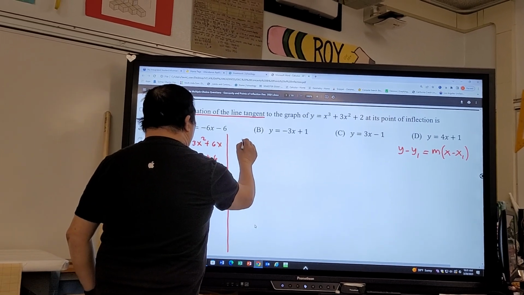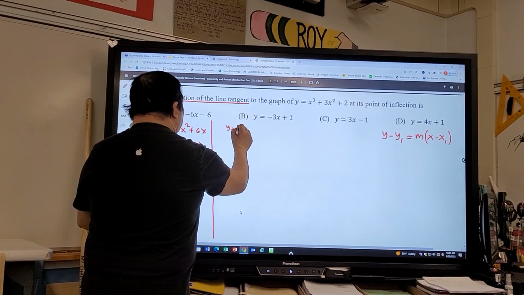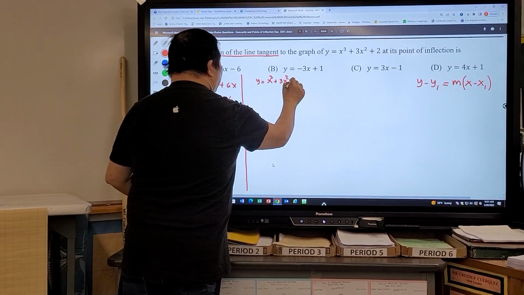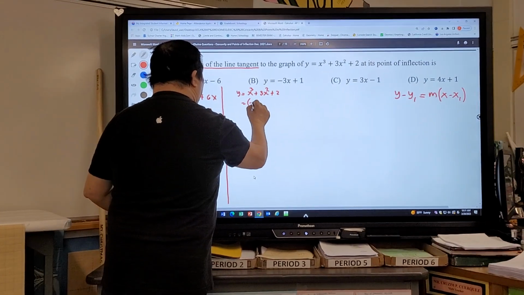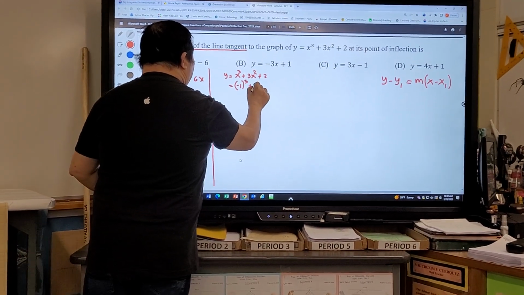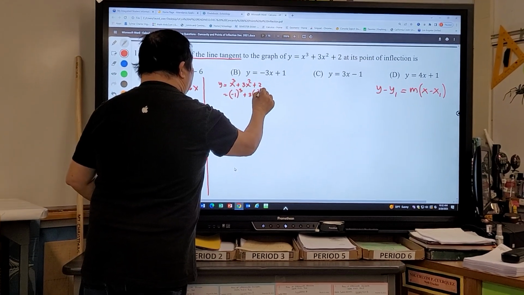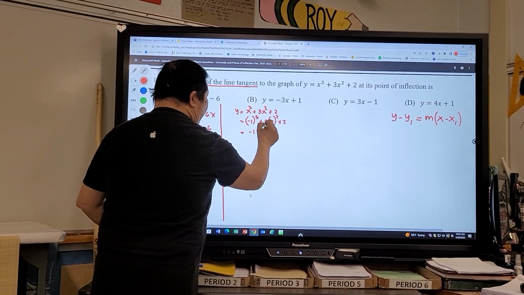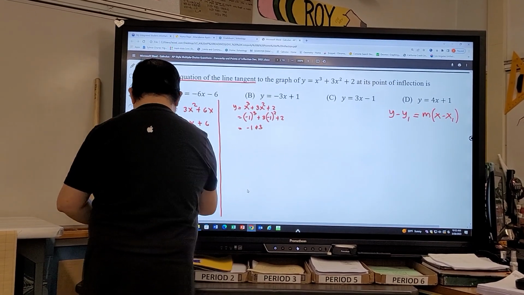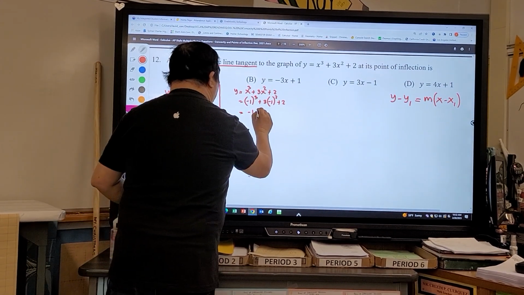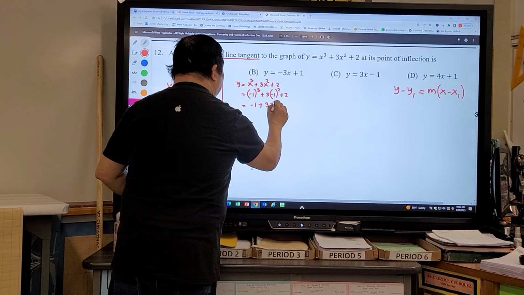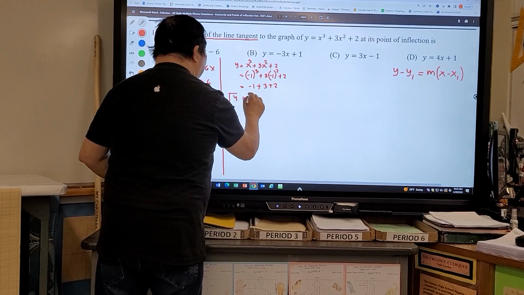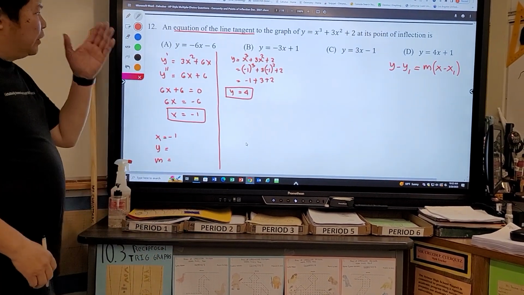Okay, so y equals x cubed plus 3x squared plus 2. So we have negative 1 to the power of 3 plus 3 times negative 1 squared plus 2. So we have negative 1. And this is positive, so we have plus 3, plus 2. So therefore, y is equal to 4. Get me, guys? We can now start plugging in.